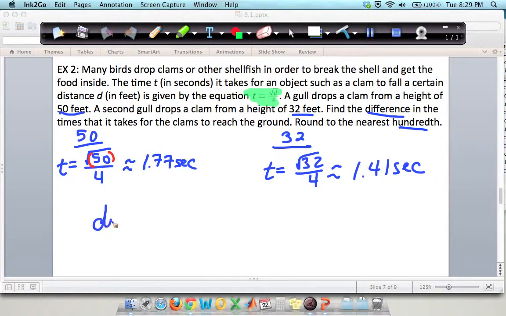So then it asks us to find the difference between these two. So how much faster is one over the other? So we subtract, and we get 0.36 seconds.